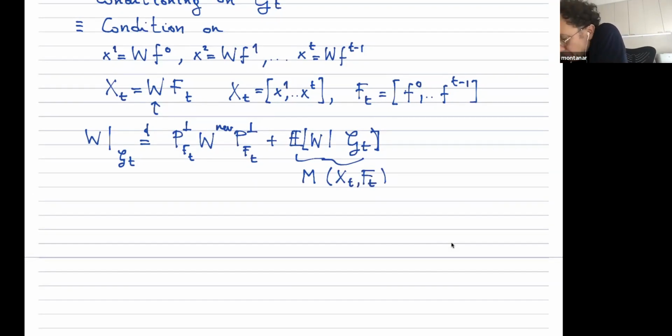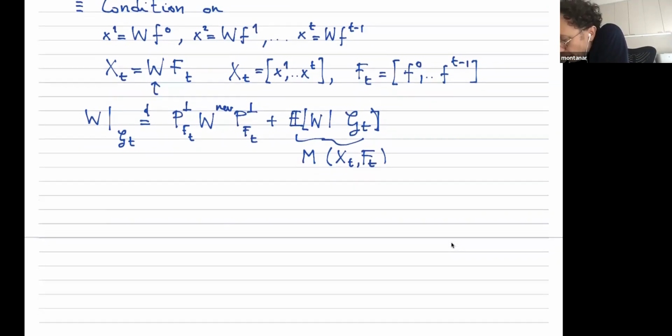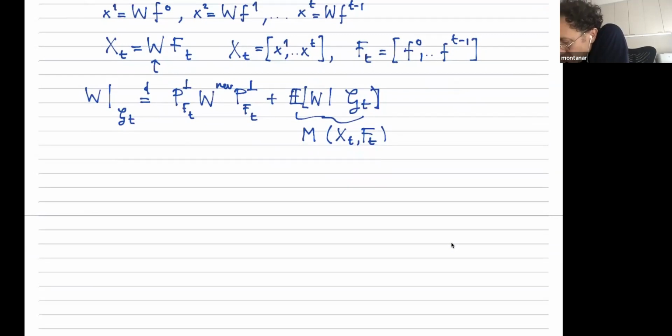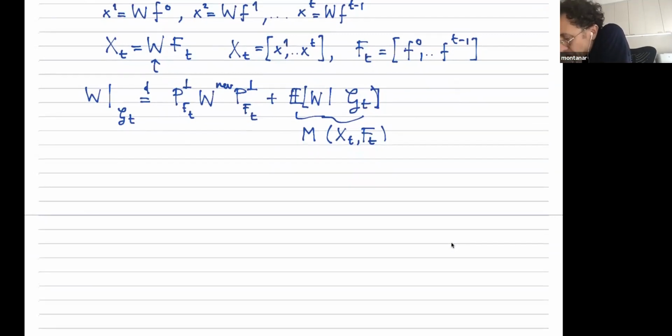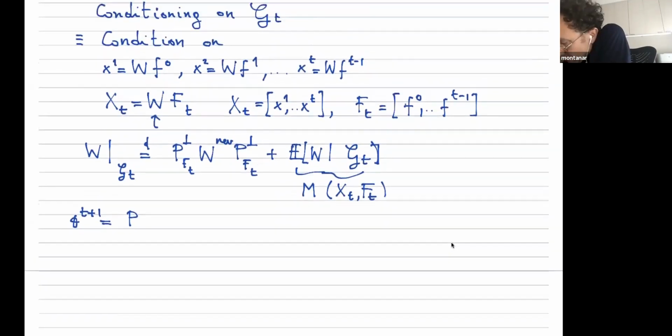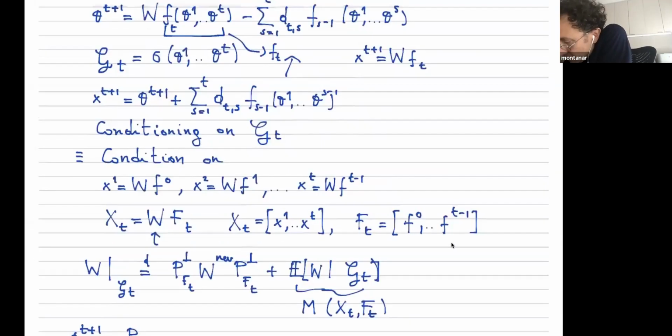Okay, so this is a special example of the general fact that if you take a Gaussian vector and you condition on it being on an affine space, it is equal to the conditional expectation plus the projection on the kernel of an independent Gaussian. Therefore, if I look at theta t plus 1, I can write it as P. You remember the equation here. The update equation was this.